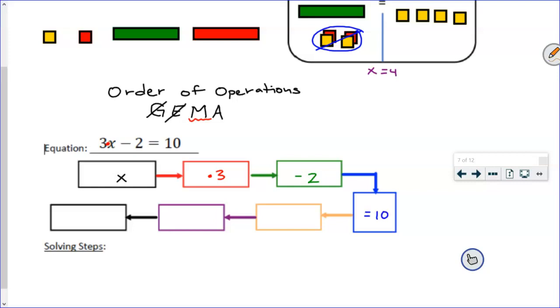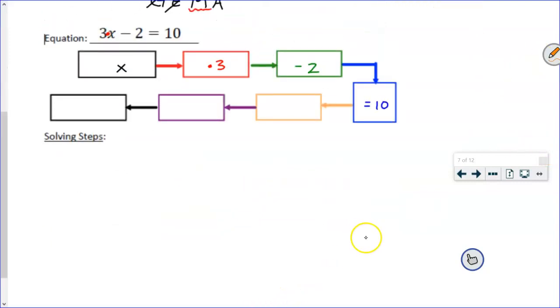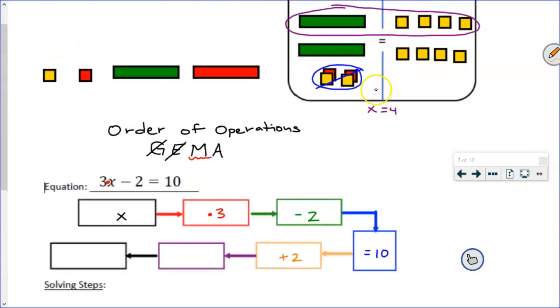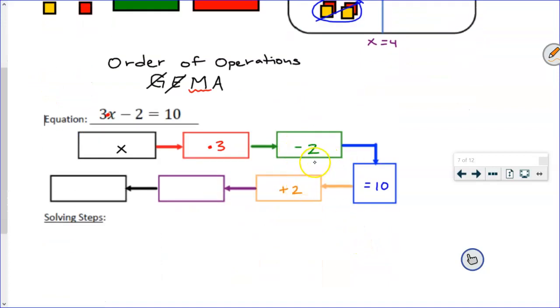And then it's a matter of figuring out how to undo each of those things. I undo subtracting 2 by adding 2. Just like we saw with our model up here, the first thing I did is I zeroed out those negatives by adding in 2 positives. Just like this positive 2 is going to undo that negative 2. Or I guess the plus 2 will undo the minus 2.